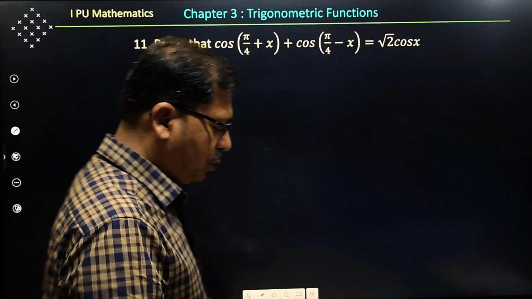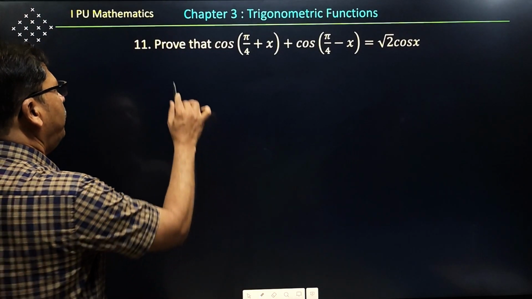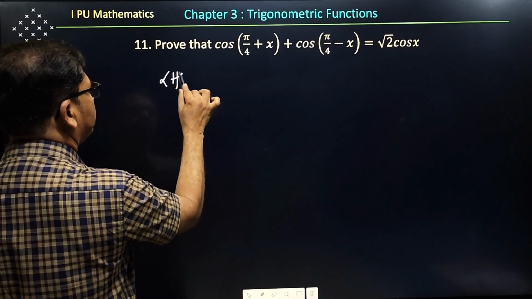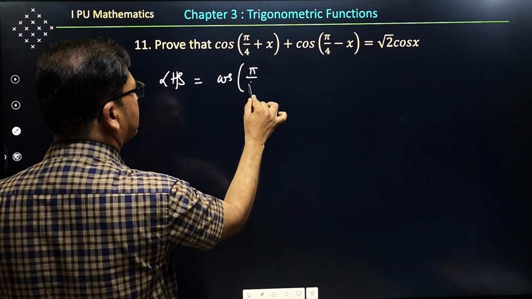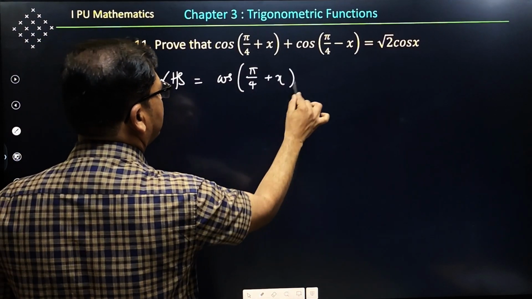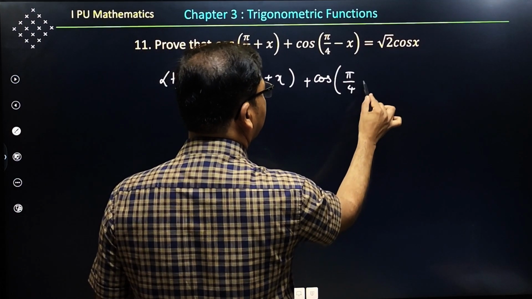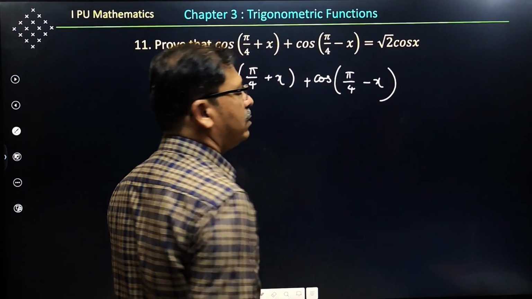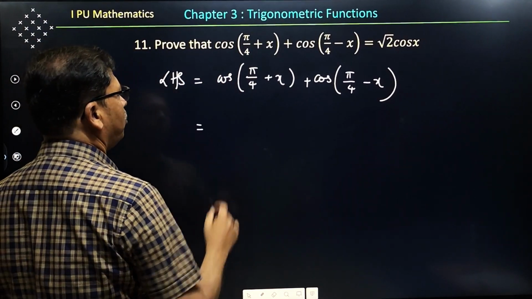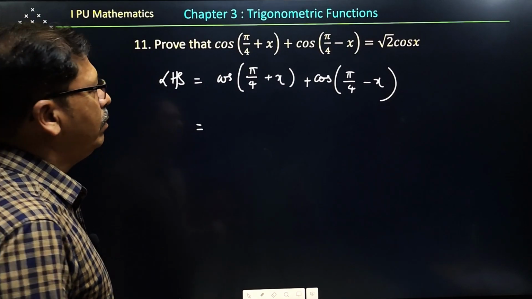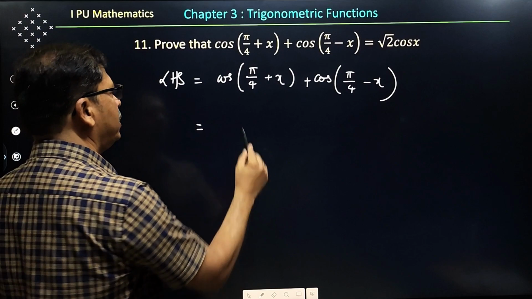See students, let us move to one more interesting example here. Let me take the LHS part here. LHS equals cos of pi by 4 plus x plus cos of pi by 4 minus x. Okay. So this is cos c plus cos d. This is equal to 2 cos into cos. That is the rule here.